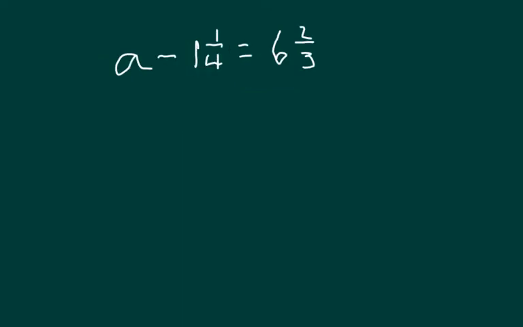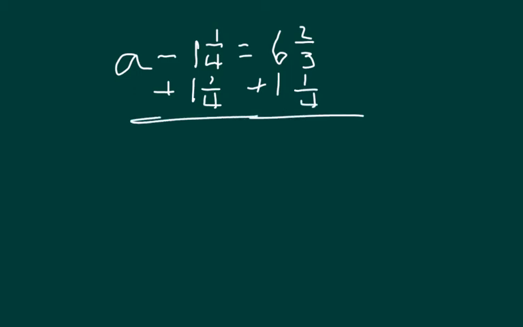In this example, you're probably going to need to do some work on the side, and this is how you can set your papers up. You can copy the equation on the left side of your paper, do the work, cover up the A, and you'll see subtract 1 1/4. Do the opposite, which is add 1 1/4. You have to add it to both sides.